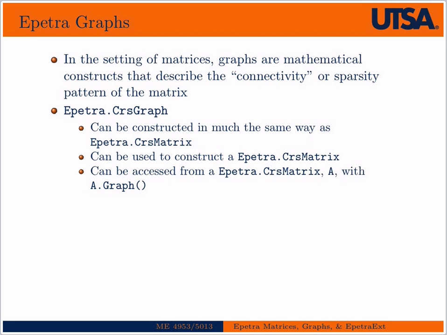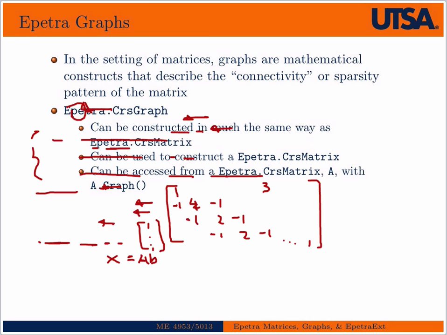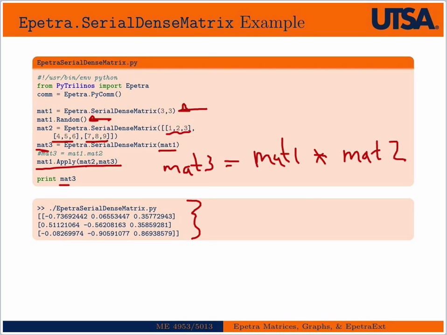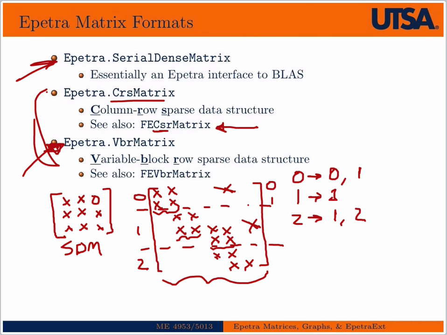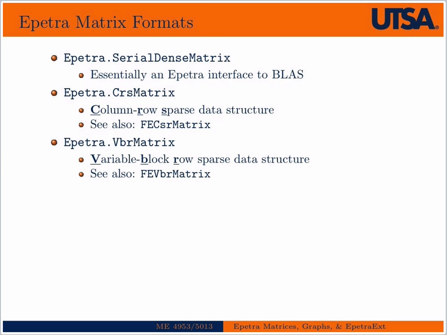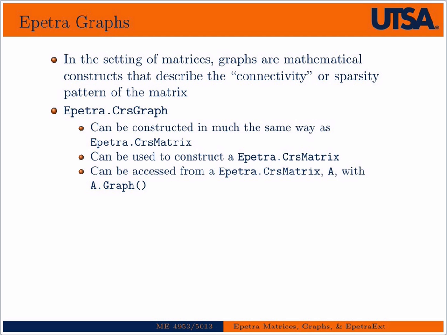Okay, so just want to talk briefly about graphs. In the setting of matrices, graphs are mathematical constructs that describe the connectivity or sparsity pattern of the matrix. And I actually already sort of mathematically drew a graph. This type of index notation would be one way to describe the sparsity pattern or the graph of the matrix. A lot of times graphs are represented pictorially, and let me give you an example of that.